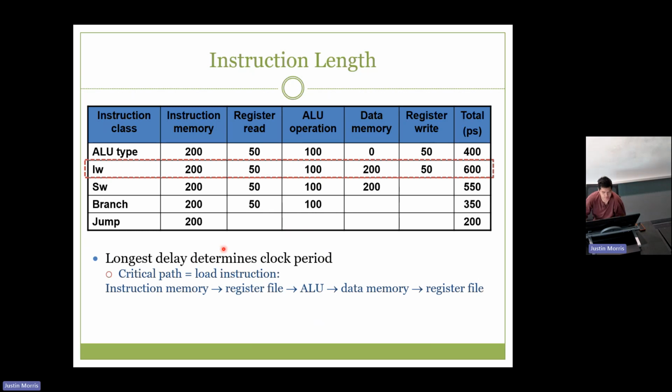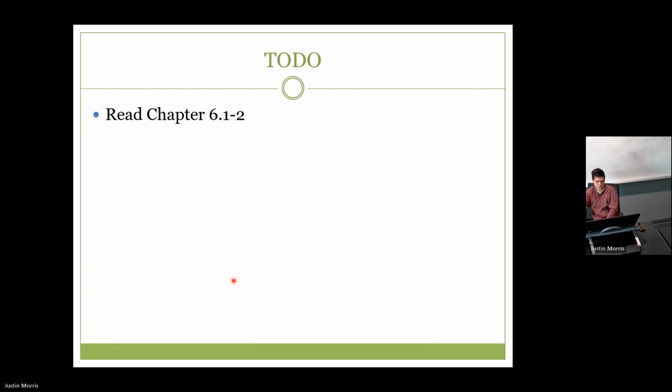The longest delay is determined by the critical path. Here we find that it is the load word instruction. It determines our clock period for all of our instructions. So next time, you guys are reading about pipelining, we're going to talk about how we can improve performance with a slightly more complicated data path, pipelining. So that is your next chapter.